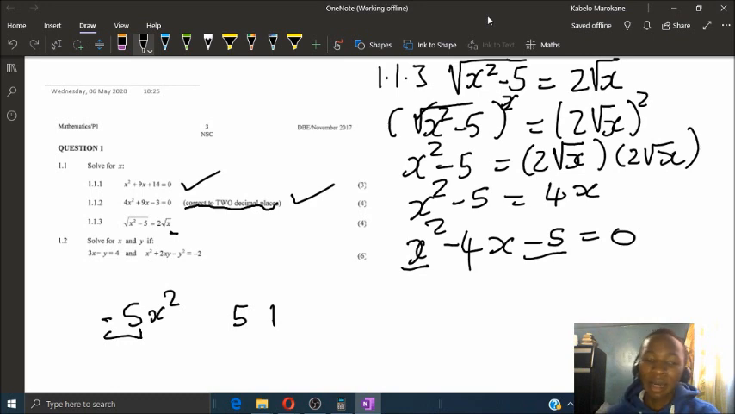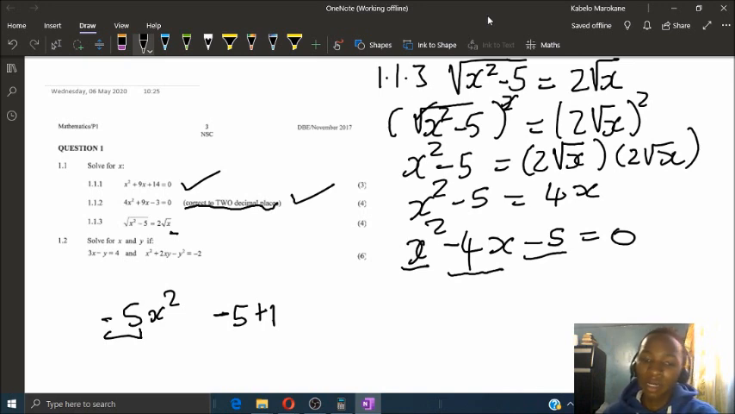Remember, I said that of the factors, the biggest number, which is 5 in this case, will take the sign of the middle number, which is minus 4 in this case. So it will be minus 5. So what about 1? 1 will be positive because this sign here is a negative, so it has to be negative times positive, which will give us a negative.